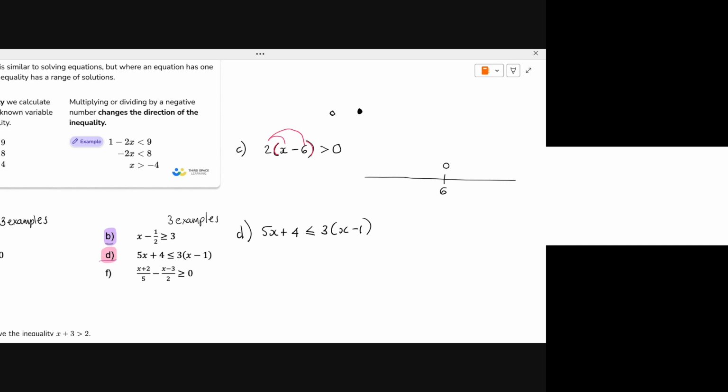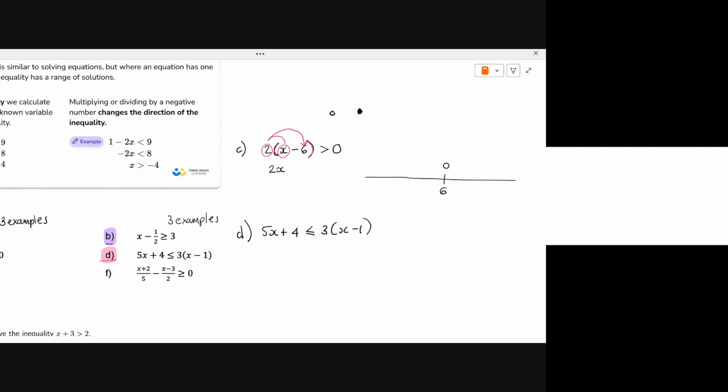2 times x. So I need to take 2 and multiply it by x. It's just 2x. Yes? I don't need to put the times there. Okay, so 2 times x will give me 2x. And now for the next one, I've got 2 times negative 6. What is 2 times negative 6?